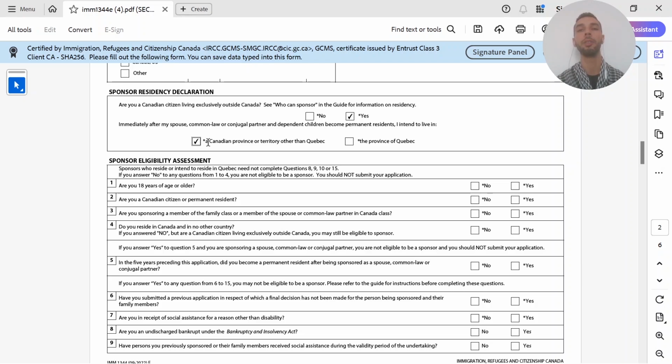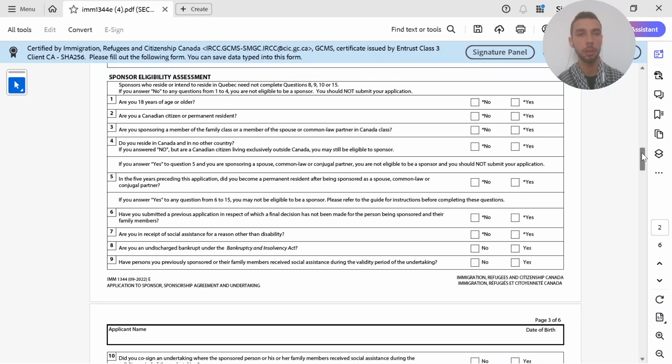If you are planning to live in Quebec after your PR, you don't have to do all those things, and you will just click the province of Quebec here. Okay, so for the sponsor eligibility, you need to answer properly, otherwise you won't be eligible. Are you 18 years of age or older here?